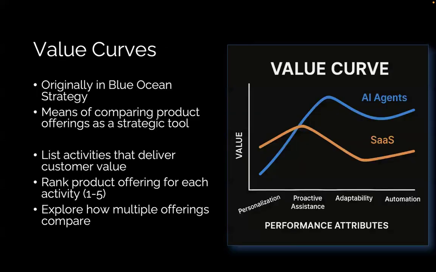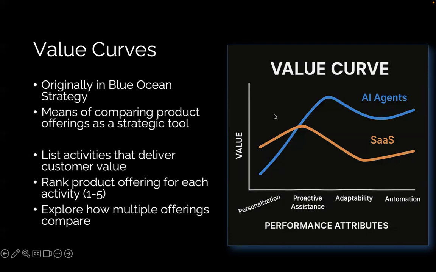So that brings us to the next one: how do we know if the thing that we do, the agent, is better in the areas that matter? There's another idea called the value curve. Some of you may be familiar with a book called Blue Ocean Strategy, and actually there were a couple of papers that led to that, where value curves are talked about. It's a means of comparing a product offering as a strategic tool. So instead of saying, oh, it's good, it's bad, it's this or that, you look at the different factors.